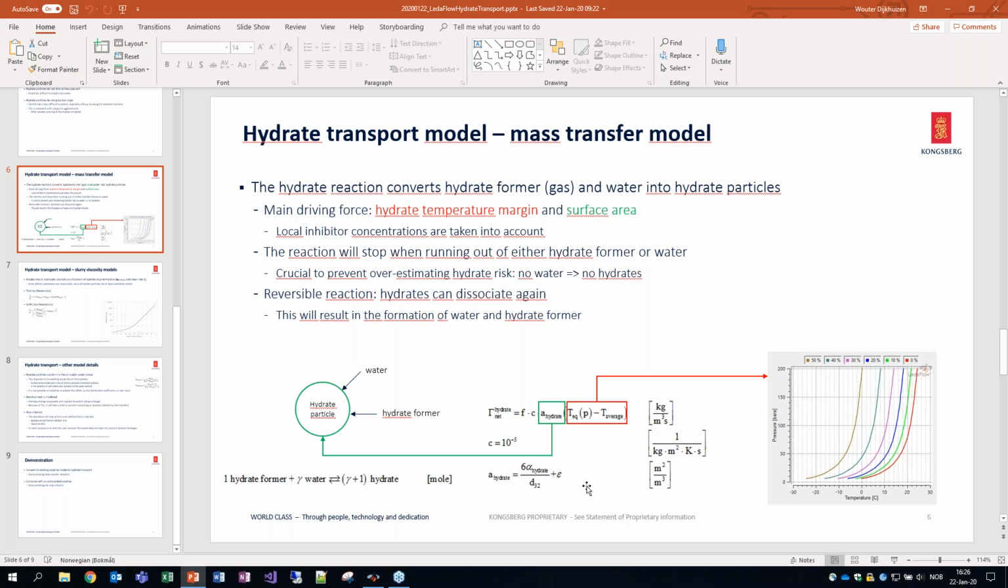Yeah, but we're not saying hydrate formation doesn't depend on mass transfer, are we? Yeah, so theoretically it does, and in practice probably also a little bit, but it's not very significant. It's not the most important thing. I think the most important factor here is heat transfer.